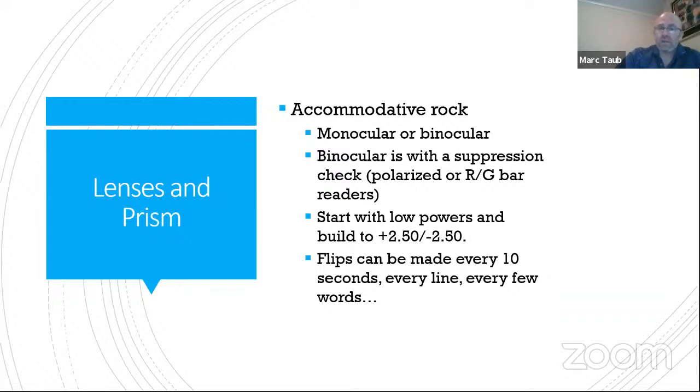This can be done binocularly with the use of a suppression check, and that's either a polarized bar reader or a red-green bar reader with the appropriate glasses. You can do this over any reading material. We have books, the patient can bring a magazine, whatever they want. As they're flipping, you can do it every 10 seconds, at the end of every sentence, or every three or four words. The more frequent the flips, the more challenging the activity. The neat thing about this is that you can also give those lens flippers out to use for home activities.